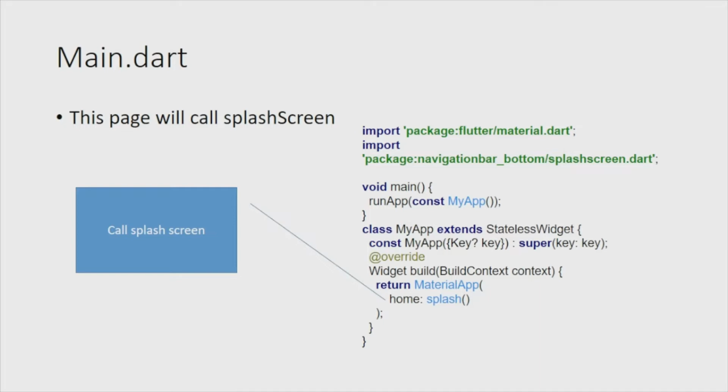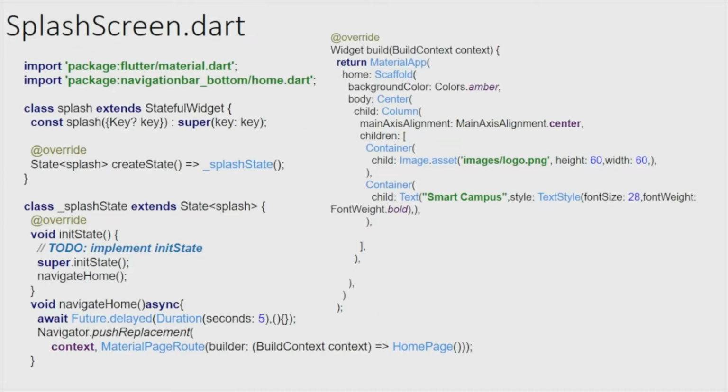Next we go to the splash screen. The basic concept of this splash screen is that we have the text and we also put the logo of the mobile application. After the splash screen runs, it will call the main page, the home page. So we need to add the navigation_bar_bottom_home.dart file. This is the package that we want to import because we want to call that class.